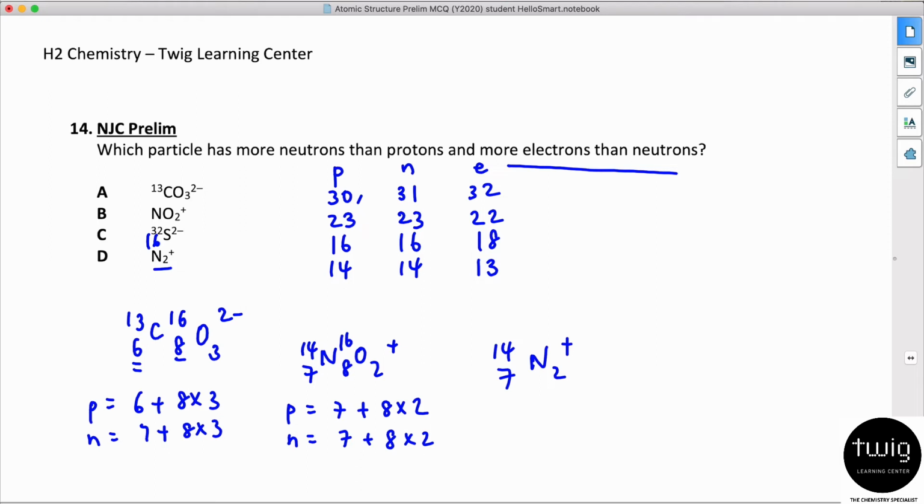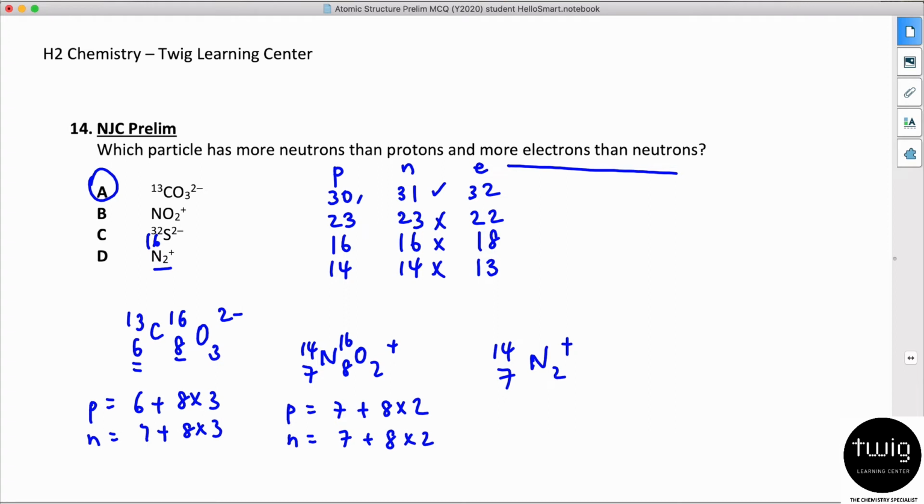So which particle has more neutrons than protons? I will eliminate this. This is also eliminated. So actually, it's A. More neutrons than protons. Can you see that? That's how we do it. Here, I could have stopped at A. All right, let's look at the next one.